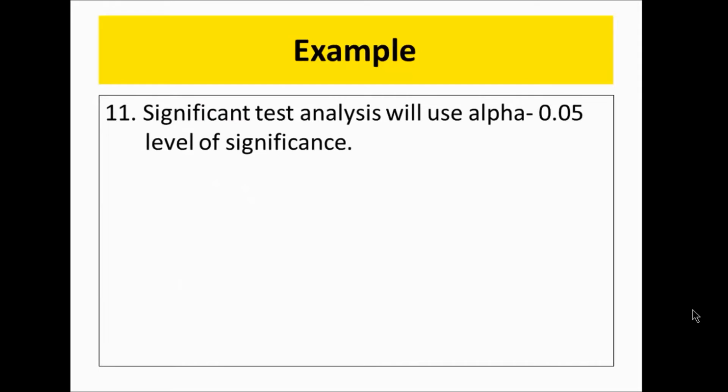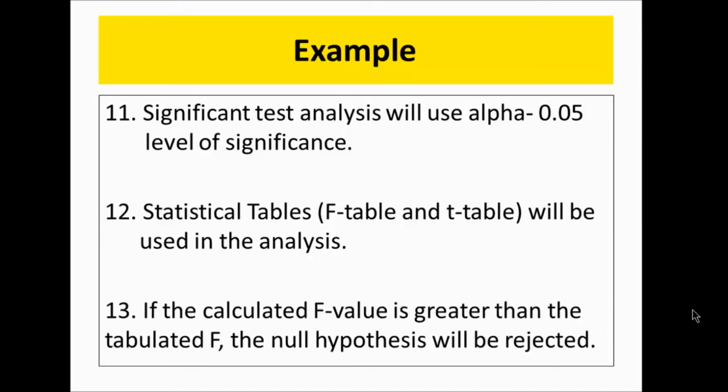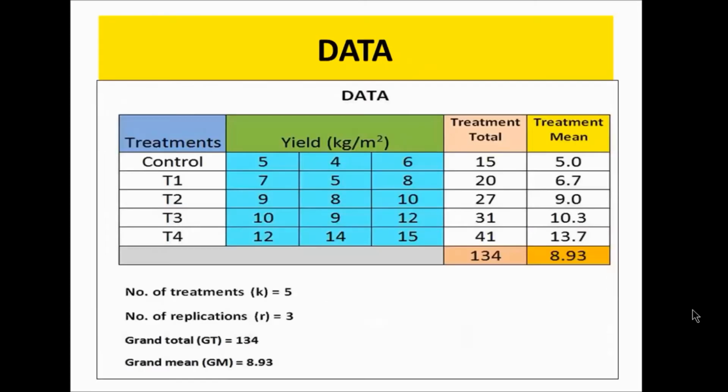The significance test analysis will be using the alpha value of 0.05 level of significance, and we'll also be using the statistical tables, F table and T table, in the analysis. Remember, if in the analysis of variance you obtain a calculated value which is greater than the tabulated or given value, the null hypothesis will be rejected.